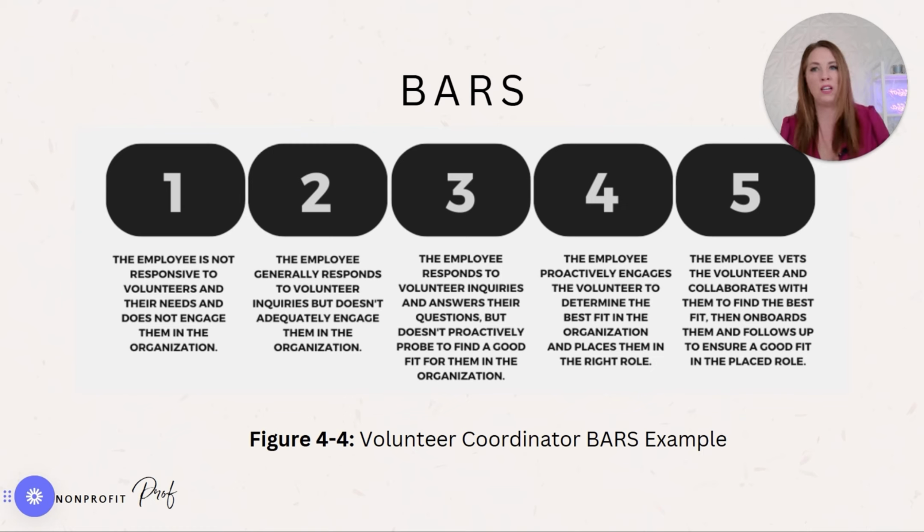So as you can see, 1 on the low end, this is a volunteer coordinator BARS example. The employee is not responsive to volunteers and their needs. They're not engaging them. They're not responsive to them. That is the behavior we don't want to see. If you're scoring a 1 on this BARS scale, you're probably going to be put on a performance plan or let go. The behaviors we do want to see are the 5.